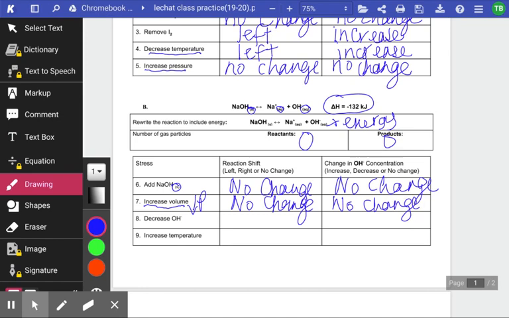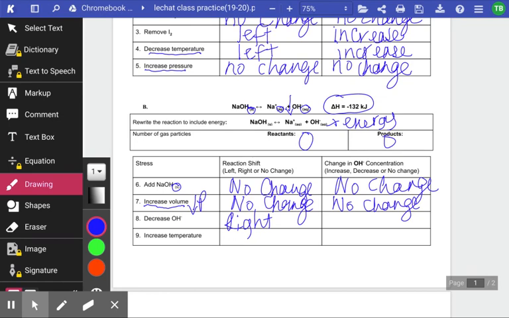Decrease in the concentration of hydroxide. So we go and we look. Hydroxide's aqueous, so it will have an effect on equilibrium. If I decrease hydroxide, it's going to pull the reaction to stay on the same side. So that is going to be on the right side of the reaction.